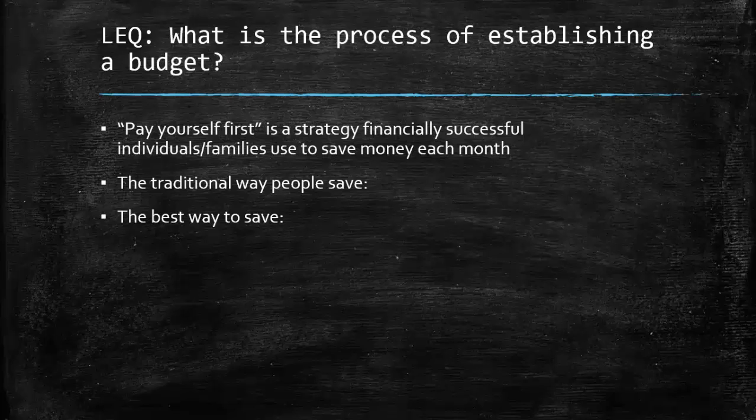So I'm going to say that again. We are actually going to learn to budget for savings. Now there is a term to do this, and it's called pay yourself first. And pay yourself first is a strategy used by financially successful individuals or families used to save money each month. What I'm going to show you guys now is the traditional way people save. Well, let me say that again. The traditional way people save that tends to be an unsuccessful way to save.